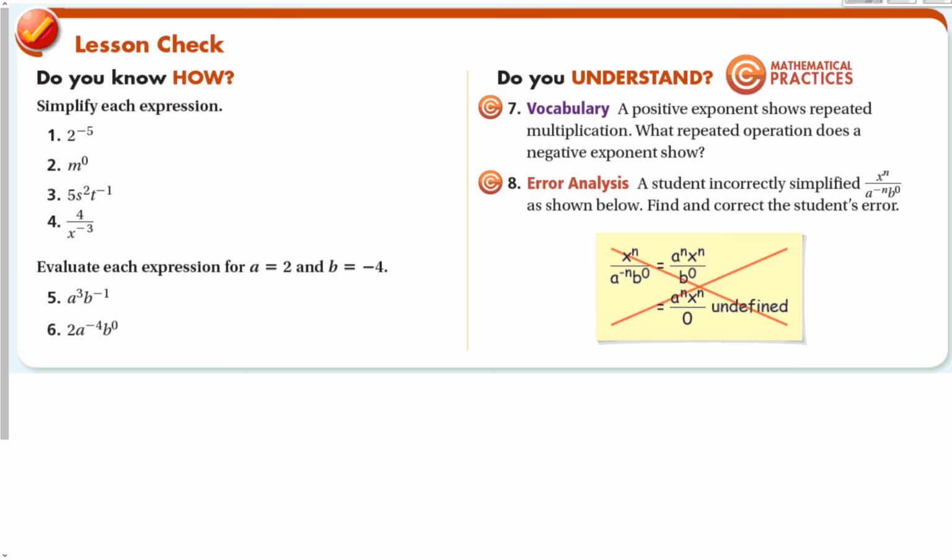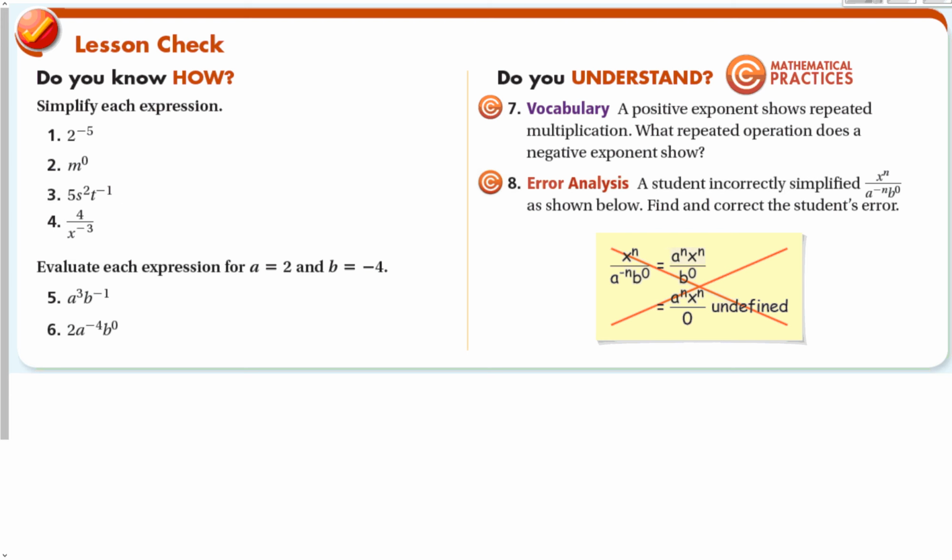All right, so our lesson check here. 2 to the -5 power is going to be equal to 1 over 2 to the 5th, which is 1 over 32. Okay, m to the 0 power is equal to 1. This one is going to be 5s squared over t. The 5's and s's look the same. And for number 4, we're going to get 4x to the +3, right? This comes up to the top.